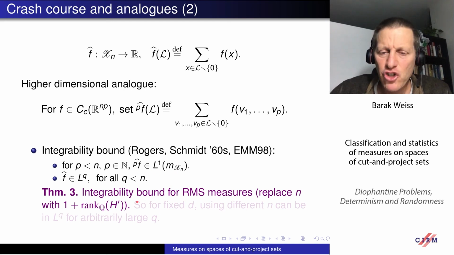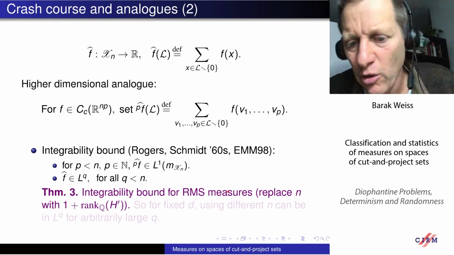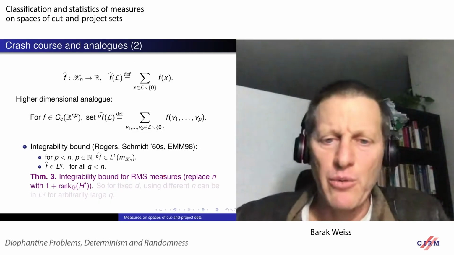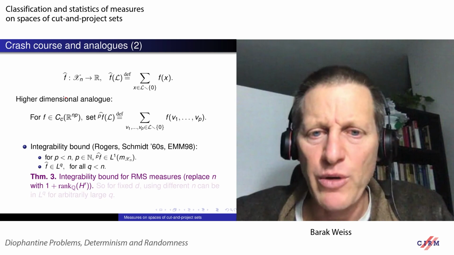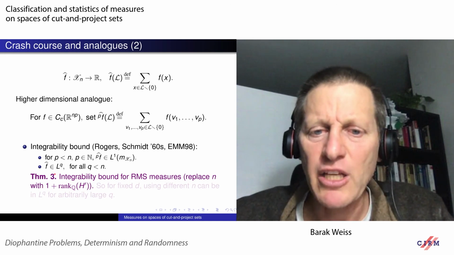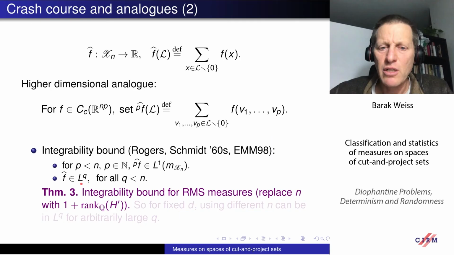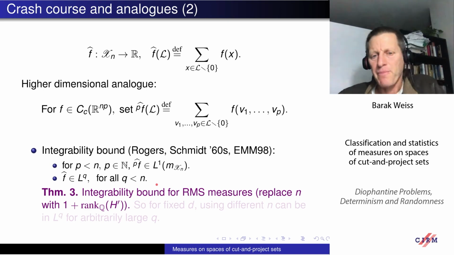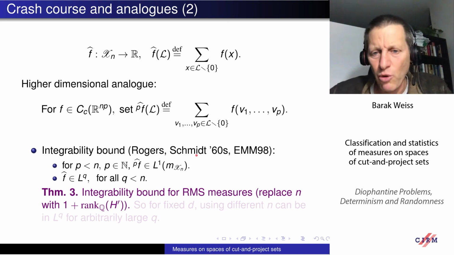And a sharper result is if you take any q smaller than n, so q need no longer be an integer, it could be any real number smaller than n, and you look at the original Siegel transform written here, then its integrability exponent, it's in Lq. And this is sharp. So for any q strictly less than n, f hat belongs to Lq, and as soon as q becomes n, I didn't write it down on the slide, f hat is no longer going to be in Ln. That's more or less classical, except for this new contribution from the 90s.